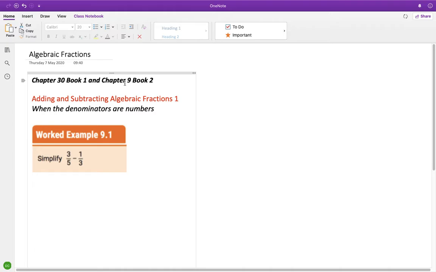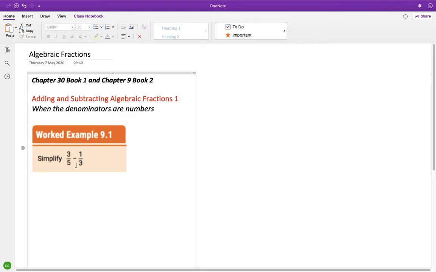So we're going to start with what I'm calling adding and subtracting algebraic fractions 1. Those ones that are written here are when the denominators are numbers. Then, on Monday, we'll do adding and subtracting algebraic fractions 2, where the denominators are not numbers. They're actually little expressions, so they have x's and y's and stuff in them. And we'll work through multiplication and division and stuff.